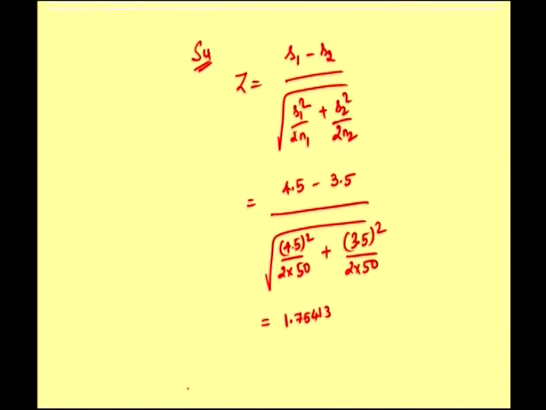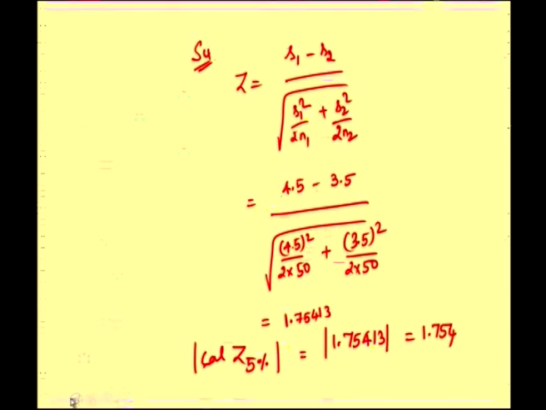1.75413. This is the calculated value. Calculated Z at 5% is 1.75413 in modulus, so 1.754.